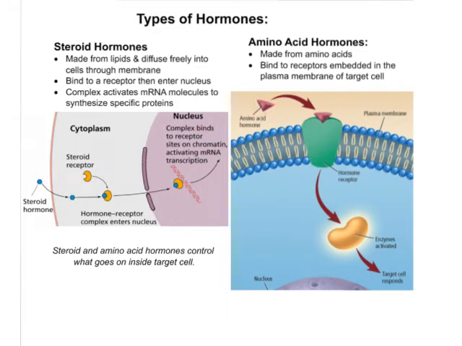Here's our amino acid hormone. It binds to the receptors that are embedded in the plasma membrane of the target cell. So we have a hormone receptor that's embedded inside of this cell membrane, and our amino acid hormone will bind to that receptor. That receptor in turn will activate an enzyme inside of the cell. It can also activate ion channels that are across the membrane to cause other reactions to happen. So both steroid and amino acid hormones control what goes on inside of a target cell.